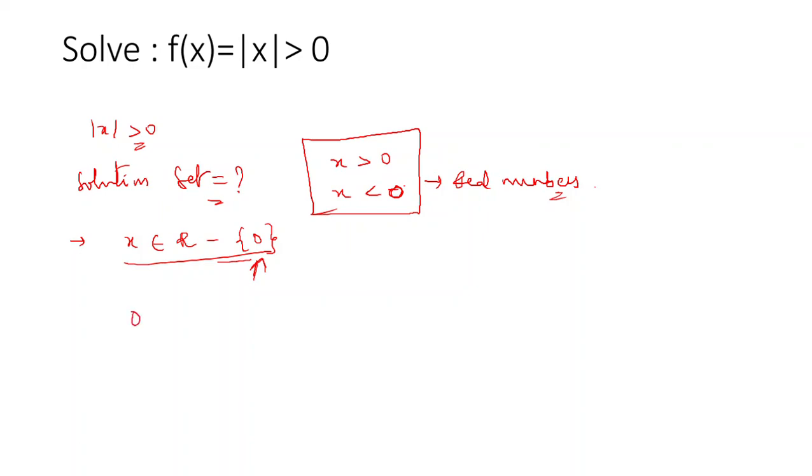So if we take minus 0.1, modulus of minus 0.1 is 0.1, which is greater than 0. So the solution set will be all the real numbers minus set 0.